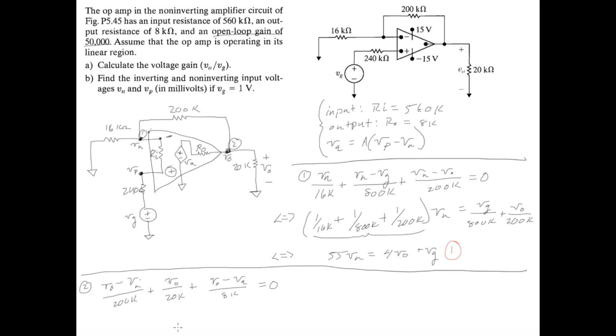So I'm just going to go ahead and start a new page. Okay, so the last equation we had from node 2 was just V0 over 20K plus V0 minus Vn over 200K plus V0 minus VA over 8K is equal to 0. I'm just rewriting the last equation that we had written down.